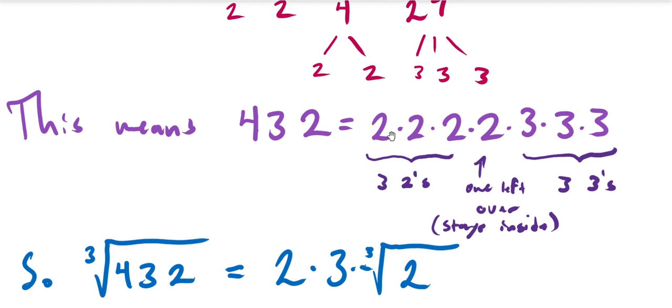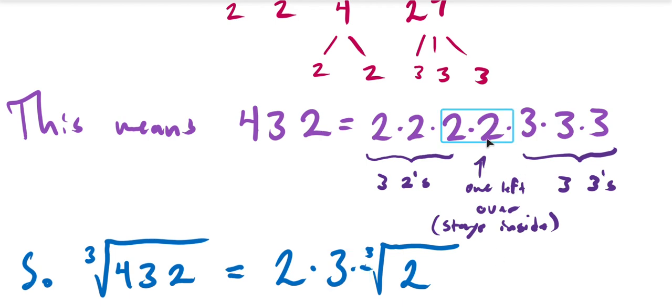Well, here is 2 cubed. We could bring 2 cubed out. The cube root of 2 cubed is just 2. So we bring out a single 2. Here I have 3 cubed. The cube root of 3 cubed is a single 3. So we can bring that up front too.